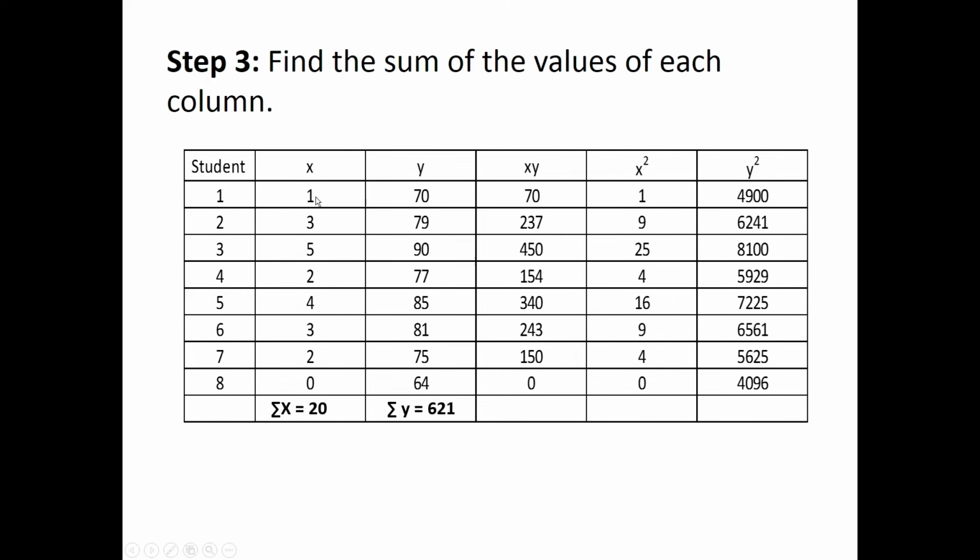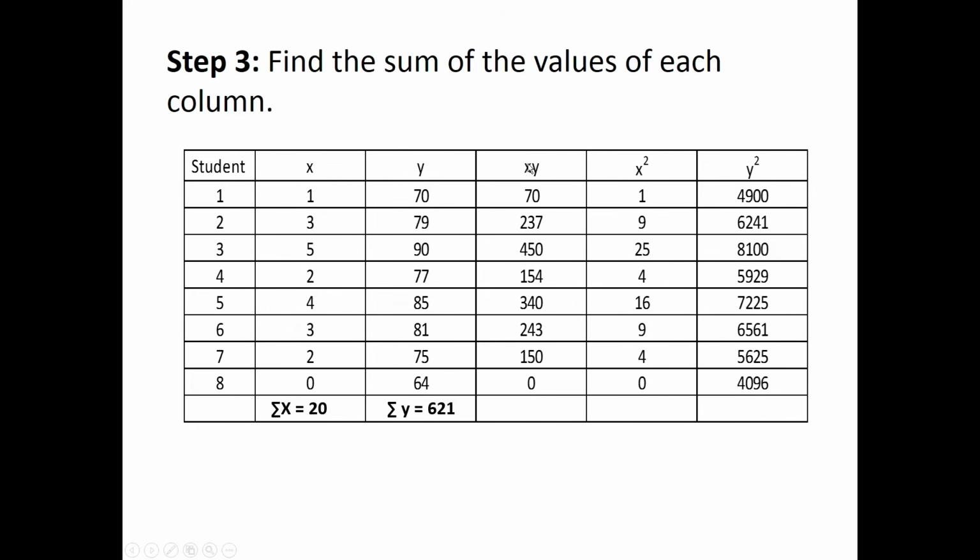Do not be confused about what I am doing. Ang ginagawa ko lang po is I am just adding all the numbers from here up to here. So 1, 3, 5, 2, 4, 3, 2, 0. So all of those, if added, is equals to 20. Alright? So, nalilito ba kayo? I hope you're not. So we have y, 70 plus 79, 90 plus 77. So we'll have the answer 621.